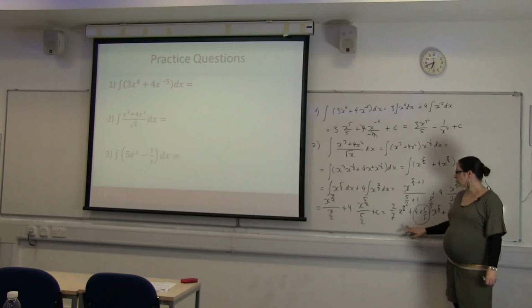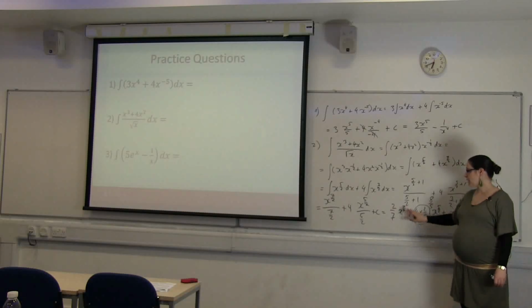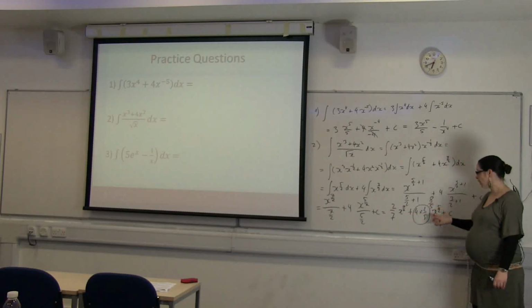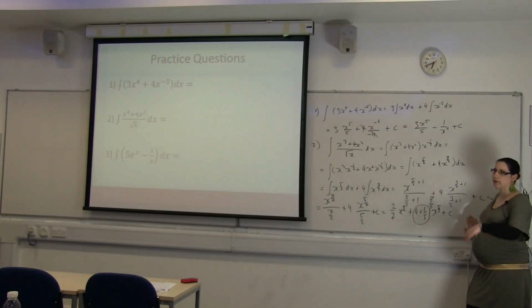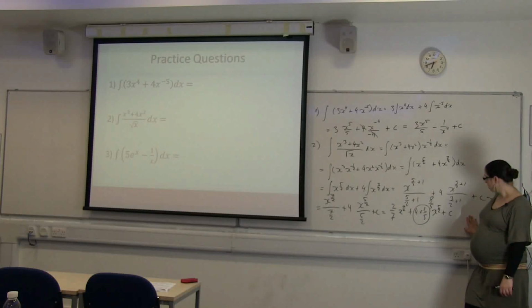But the final answer would be 2 over 7 x to the 7 over 2 plus 8 over 5 times x to the 5 over 2 plus c. And you can leave it like this, or if you feel like, you can rewrite it as a root.